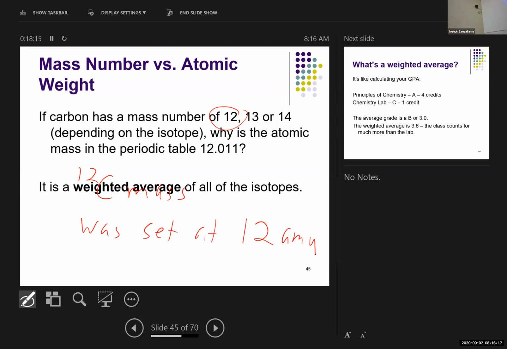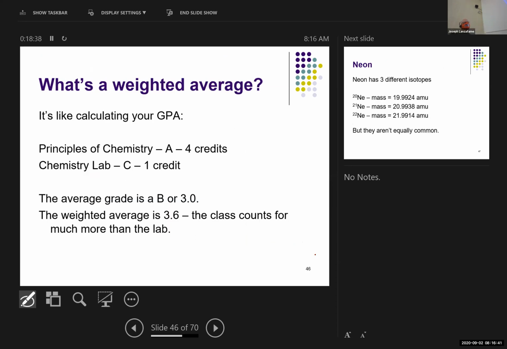I mentioned earlier that the periodic table says the mass of carbon is 12.011. That is the statistical average of the 12s, the 13s, and the 14s. It is a weighted average. Your first years, maybe you don't calculate GPAs. By the time you're fourth year, everybody knows how to calculate their GPA. But a weighted average is just what it sounds like. It weights the individual entries by how much they count in the overall sample.